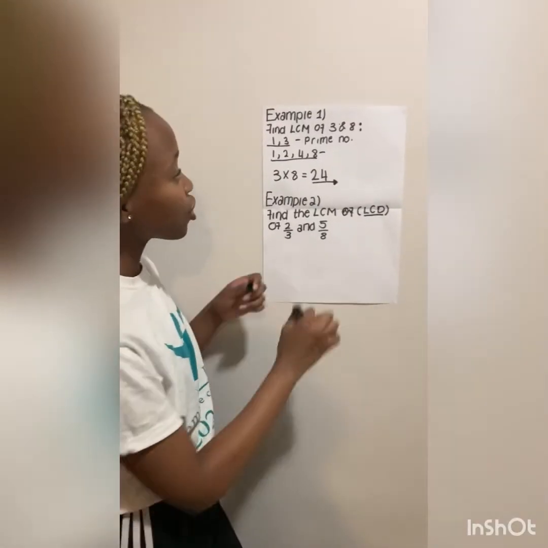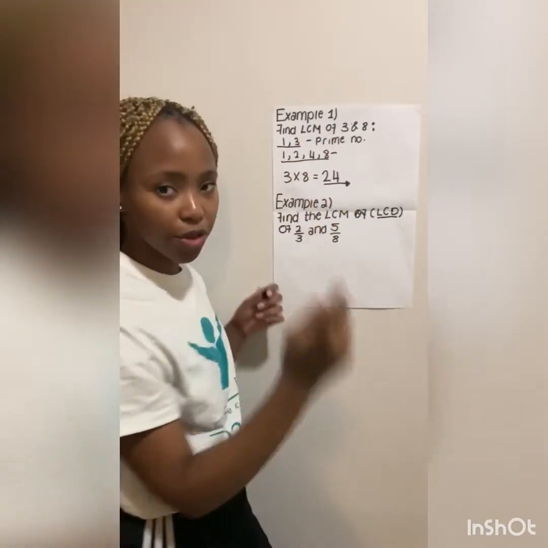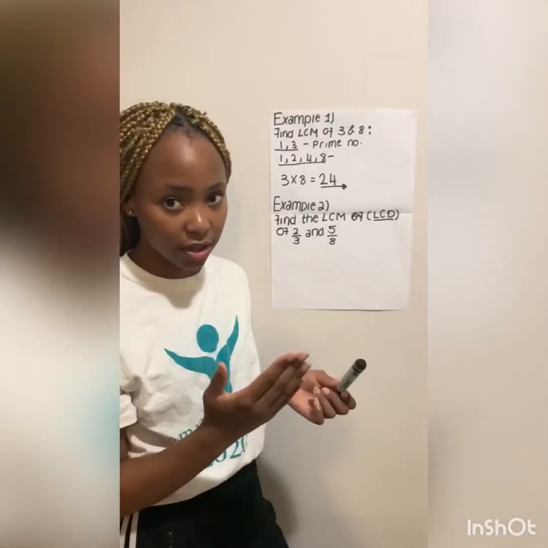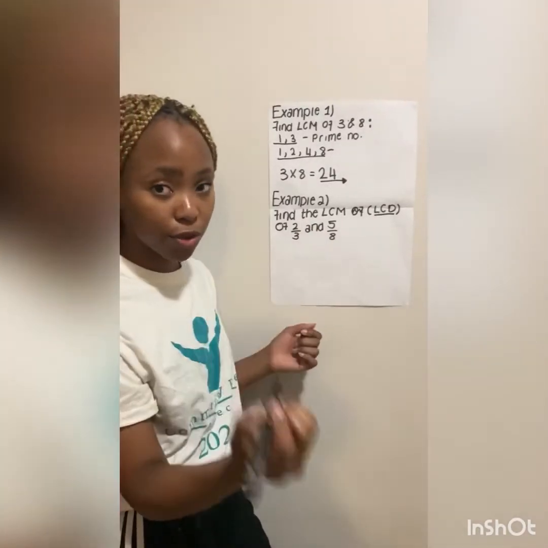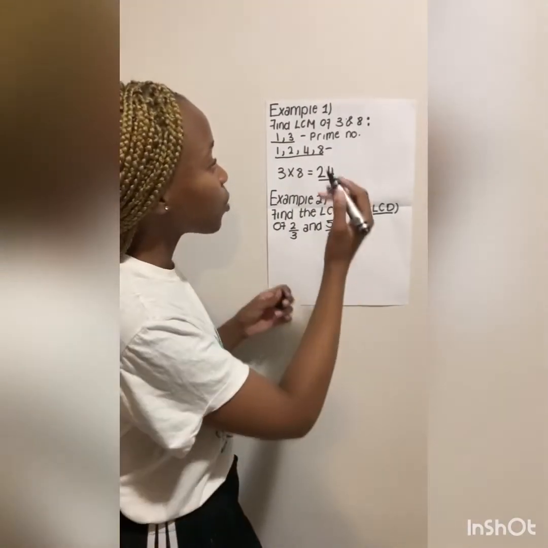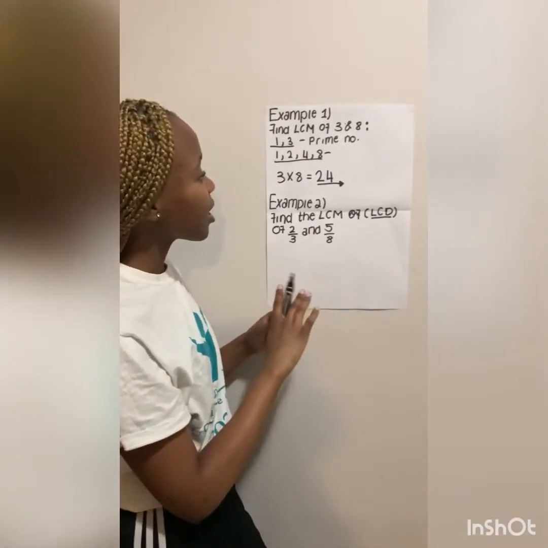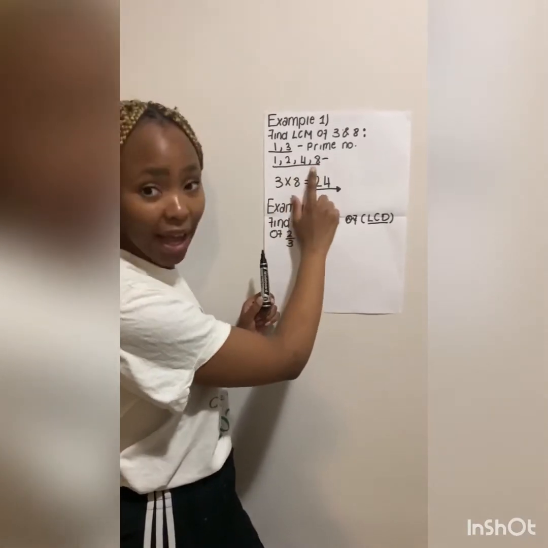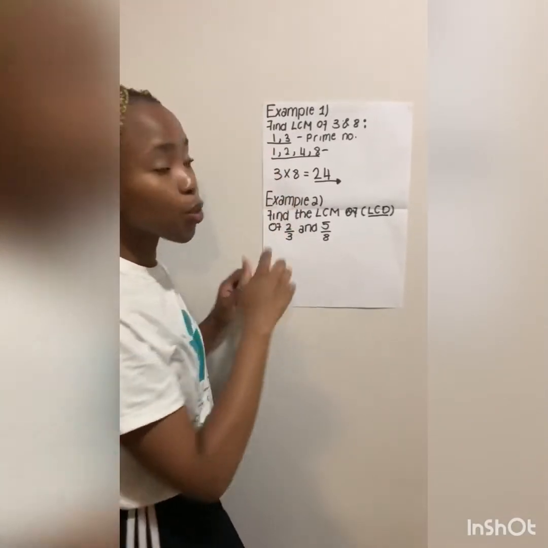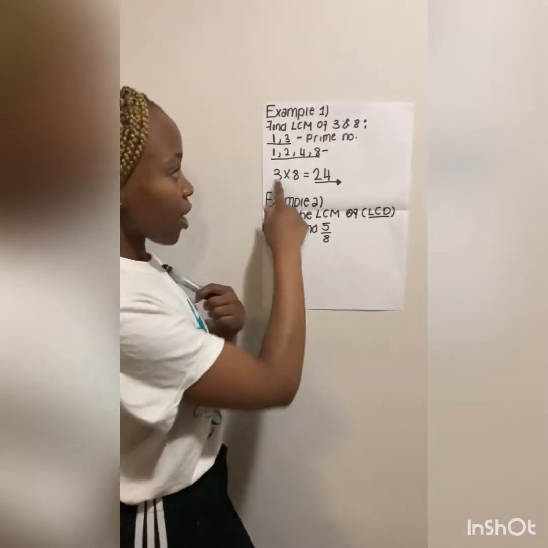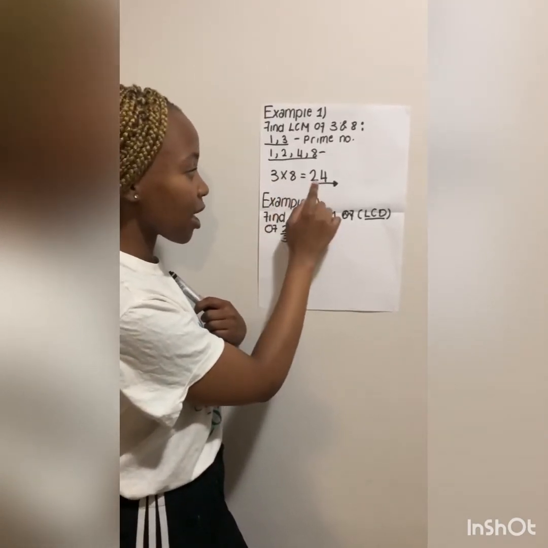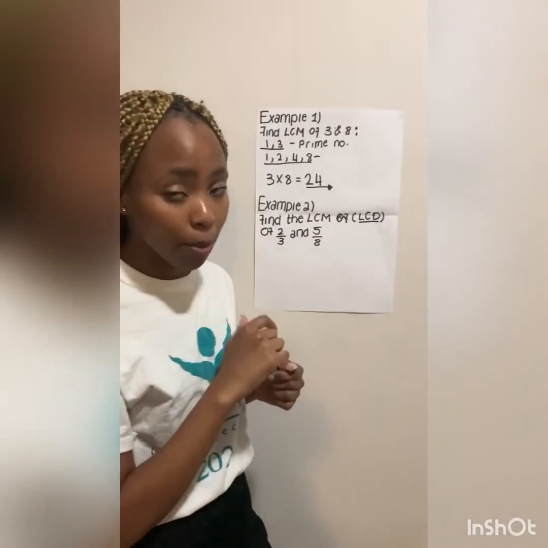Example 1 asks us to find the least common multiple of 3 and 8. To find it, we need to first look at the factors. So when we check for the factors of 3, we find that it's only 1 and 3 because 3 is a prime number. And when we check the factors of 8, we find that it is 1, 2, 4, and 8. With that said, we compare if there are any common factors so we can get the common multiple. As we can see, there are no common factors, therefore we can say that 3 times 8 is equal to 24, which is the lowest common multiple.